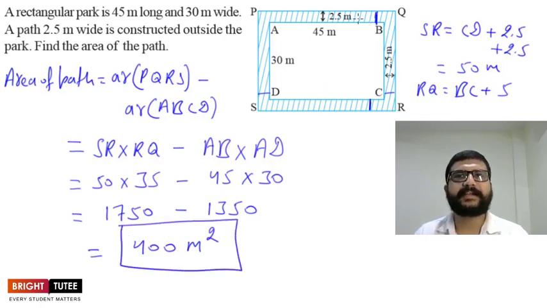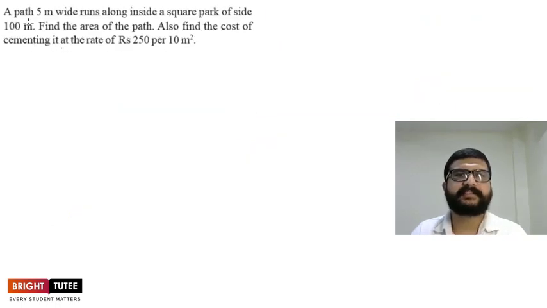So here, for finding the area of the path, what we did, we subtracted the area of the inner rectangle from the area of the outer rectangle. By doing that, we got the area of the path as 400 square meters. Now let's see the next question. Now let's try this question.